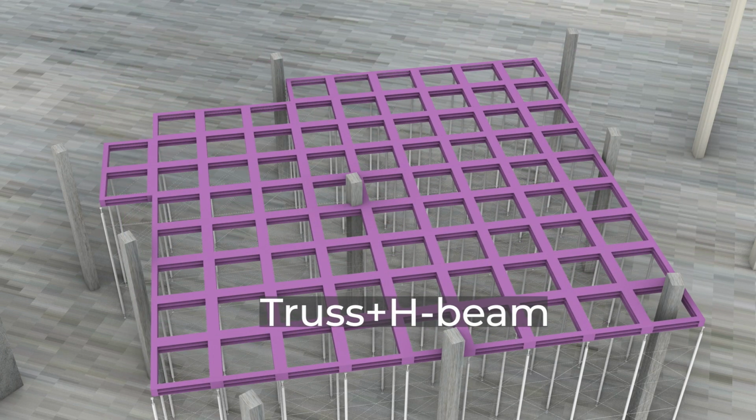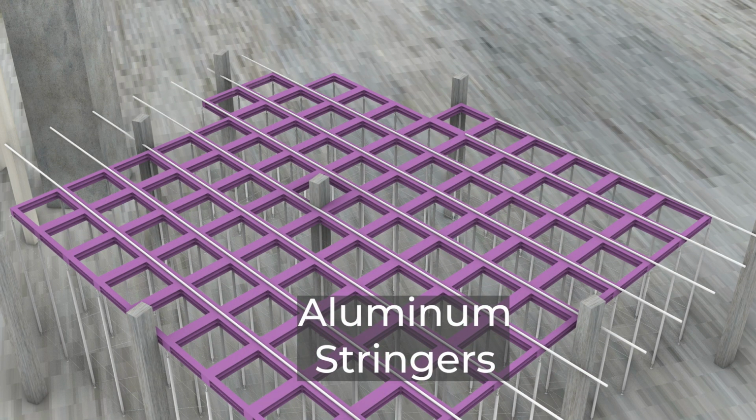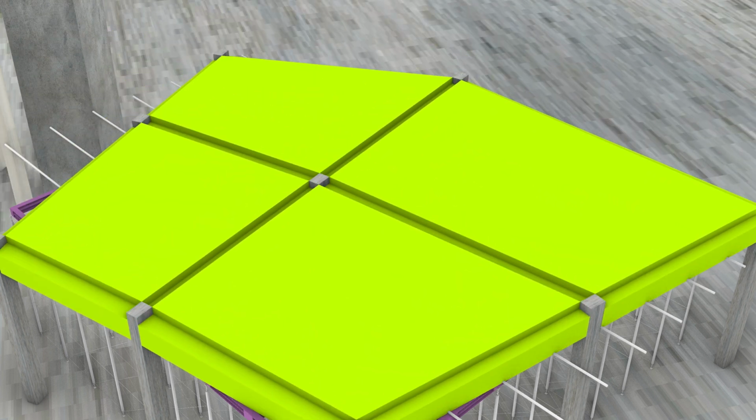On top of the shoring system, aluminum stringers were placed as the primary horizontal supports. These extruded stringers provided a rigid and level basis for installing plywood form panels, which were grooved to ensure good bonding with the concrete.